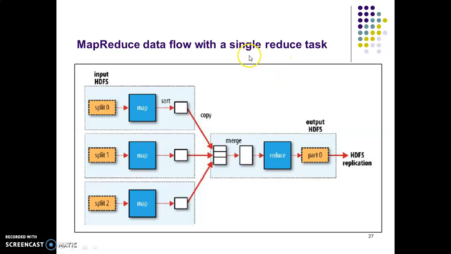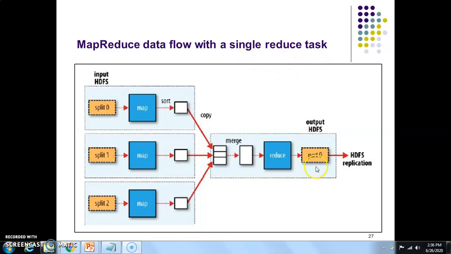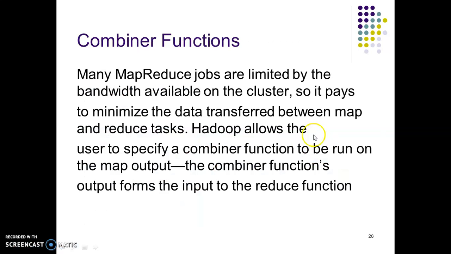And here we are making use of only a single reduce task, so we are reducing the things into only one part, and we are getting the HDFS replication pipeline for the replicas. So similarly, when we are working with combiner functions, or when we are having many tasks, then we need to make use of the combiner function.